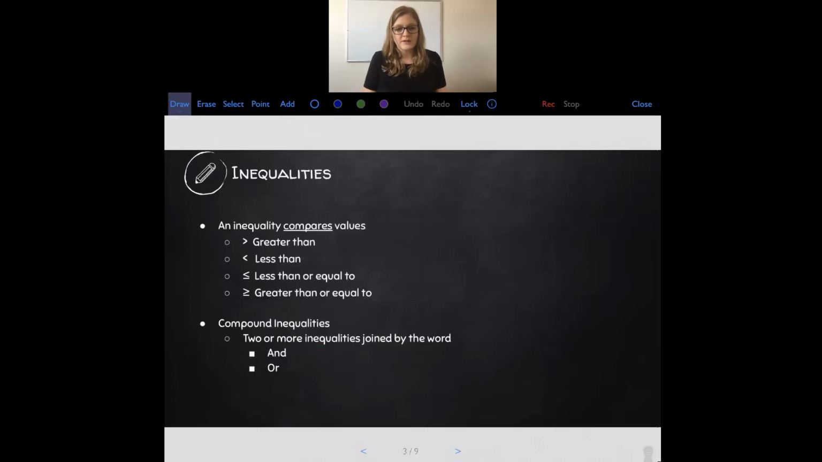So first, inequalities. An inequality compares values. So we have less than, greater than, less than or equal to, greater than or equal to. So for instance, this could look something like 10 is greater than 5, or 2 is less than 16, or actually 2 is less than or equal to 2 because of that or equal to part. A number can be equal to another number on the other side. 5 is greater than or equal to 0.